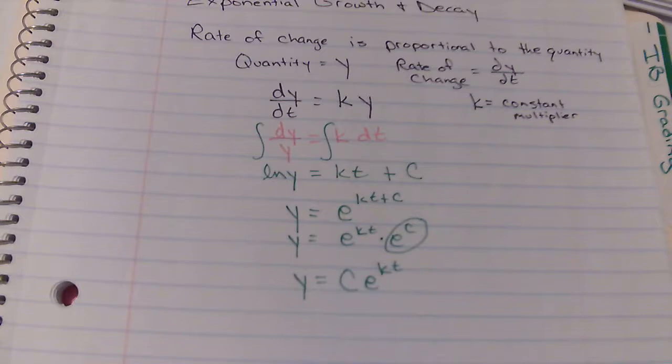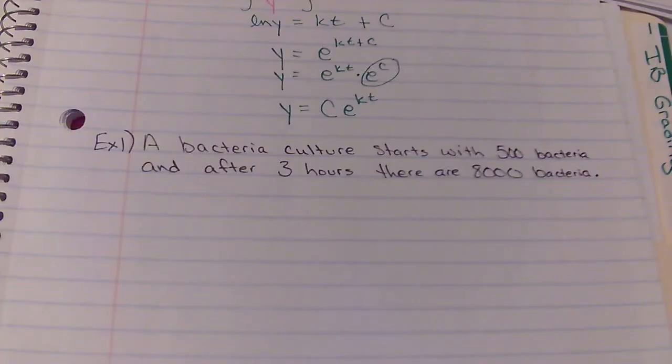So let's take a bacteria culture, which does grow exponentially. And let's say it starts with 500 bacteria, and after 3 hours, there are 8,000 bacteria. First off, let's see if we can come up with an equation to represent this.